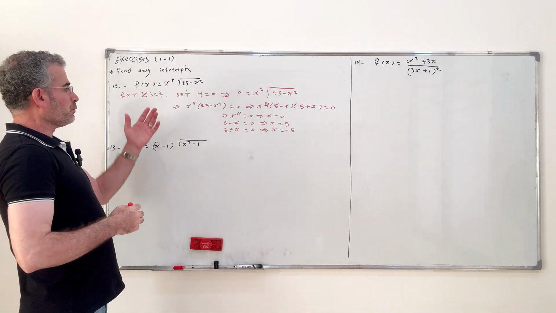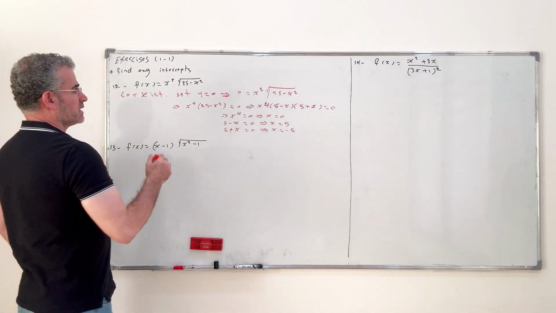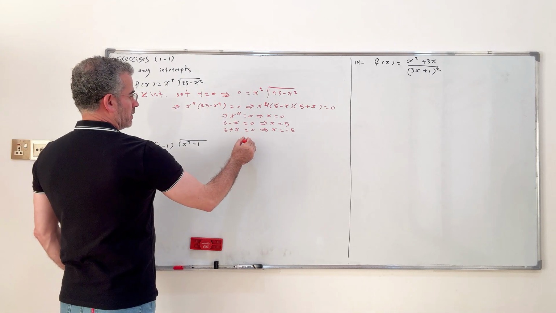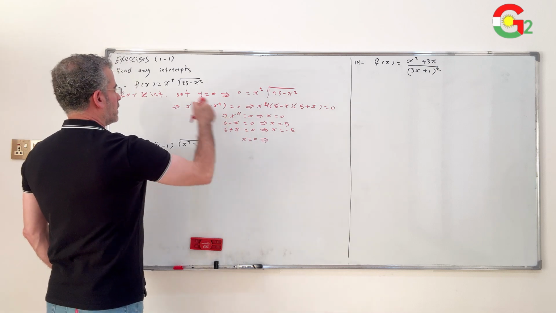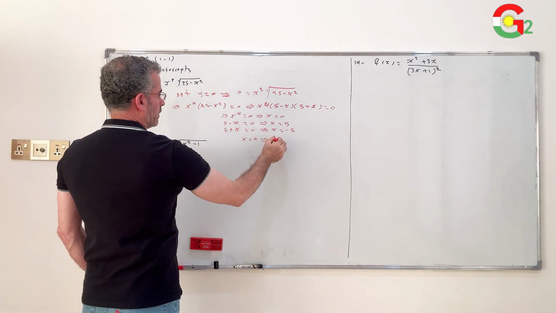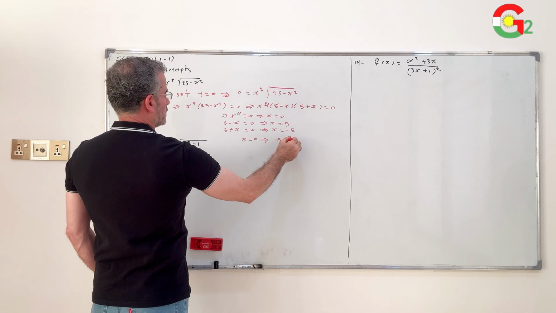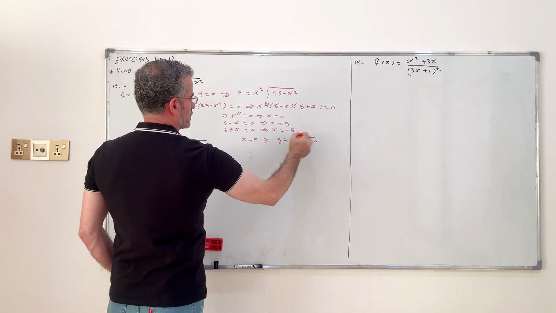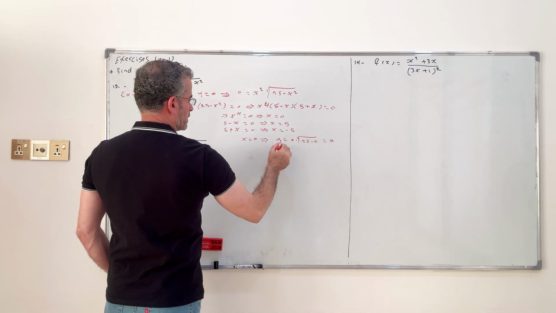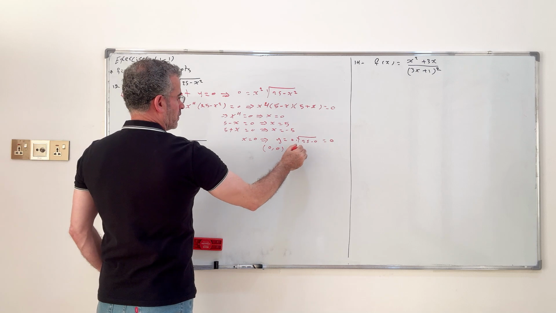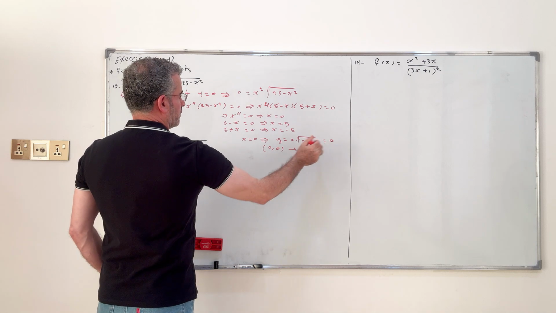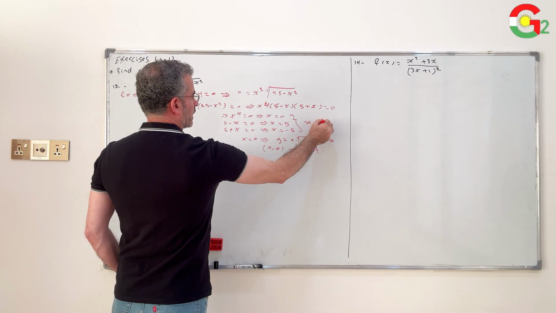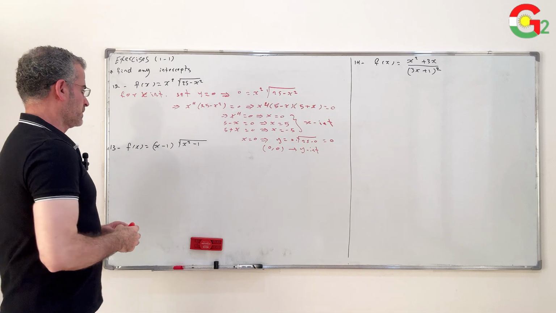For y-intercept, I set x equals 0 and solve to find the value of y. Then y equals 0 power 2 times square root 25 minus 0. 0 times any number is 0, then 0. So 0 is the y-intercept, and x equals 0, x equals 5, x equals negative 5 are x-intercepts.